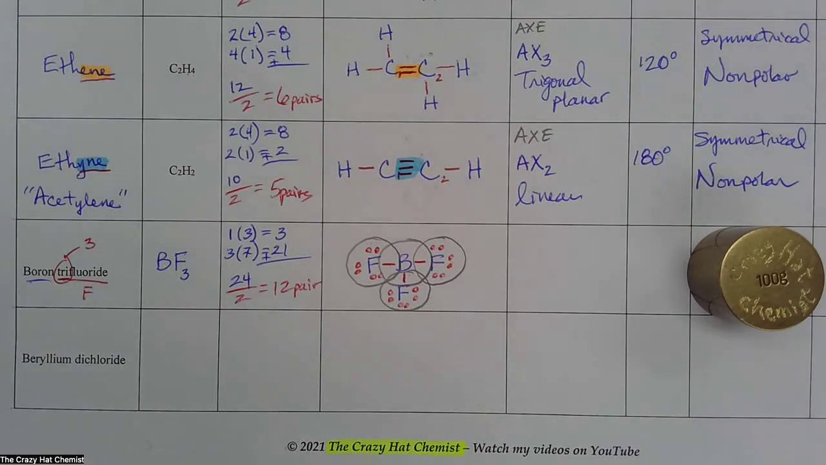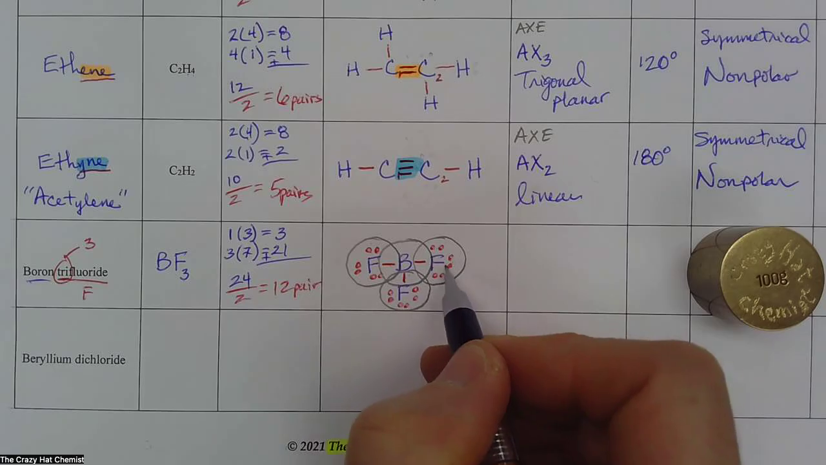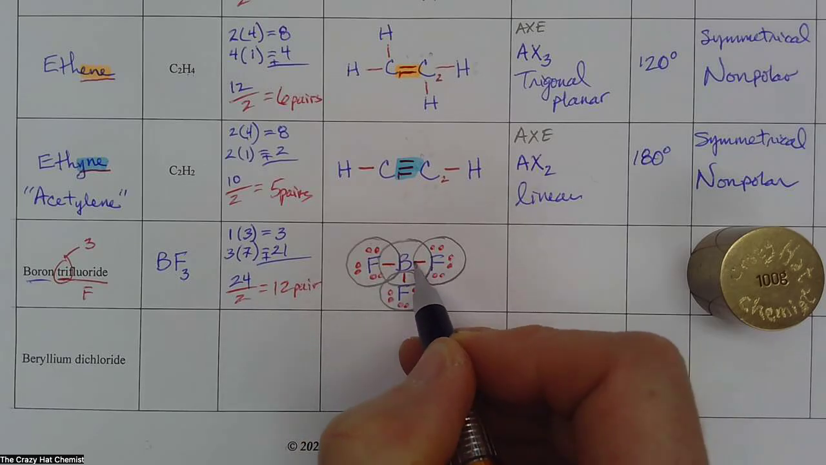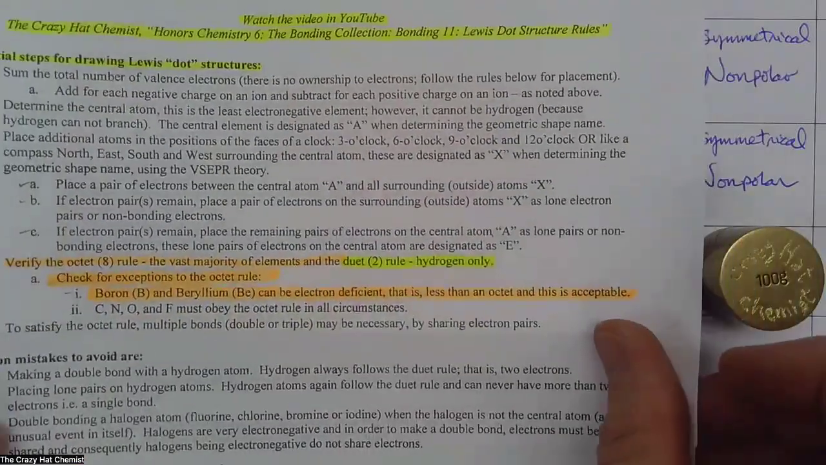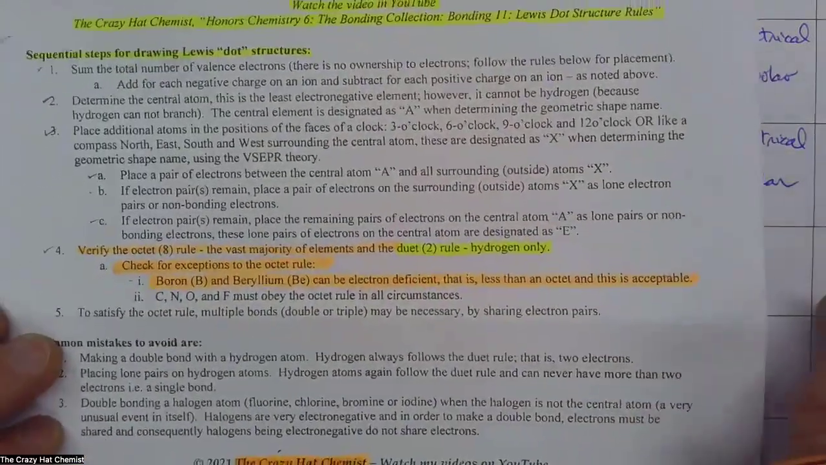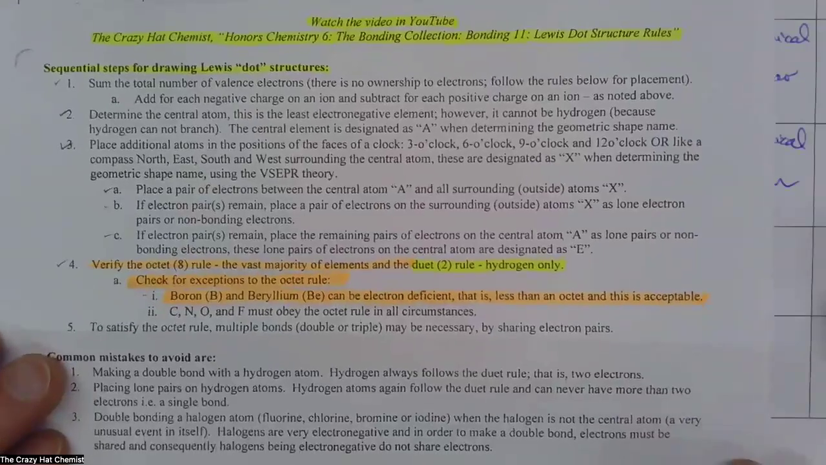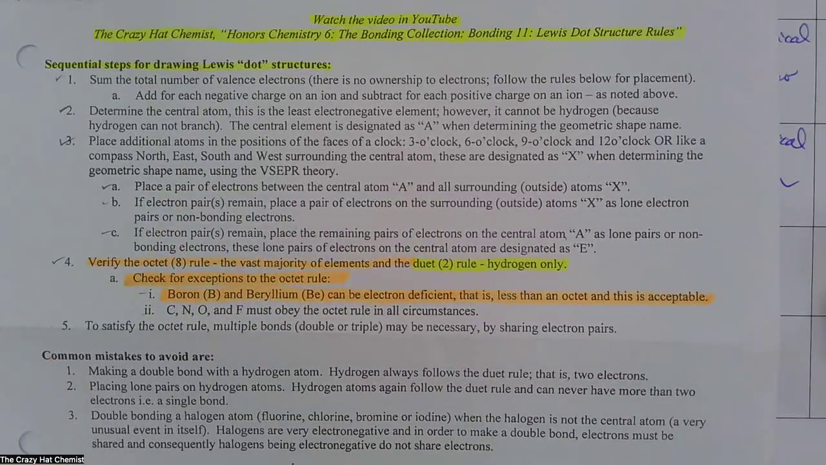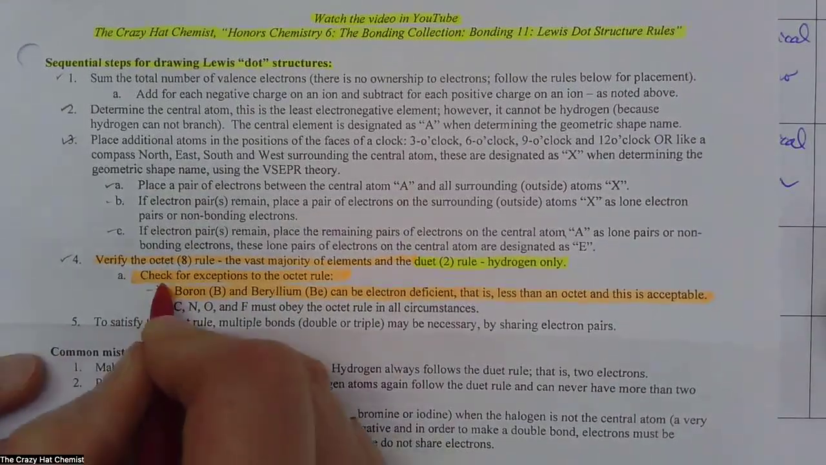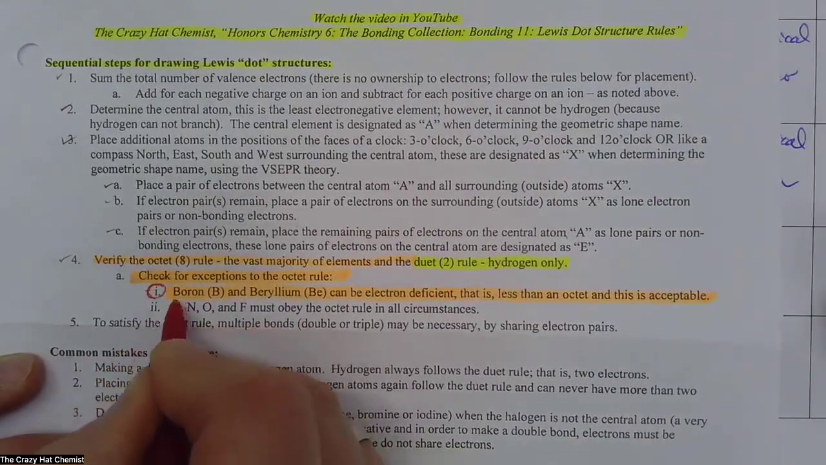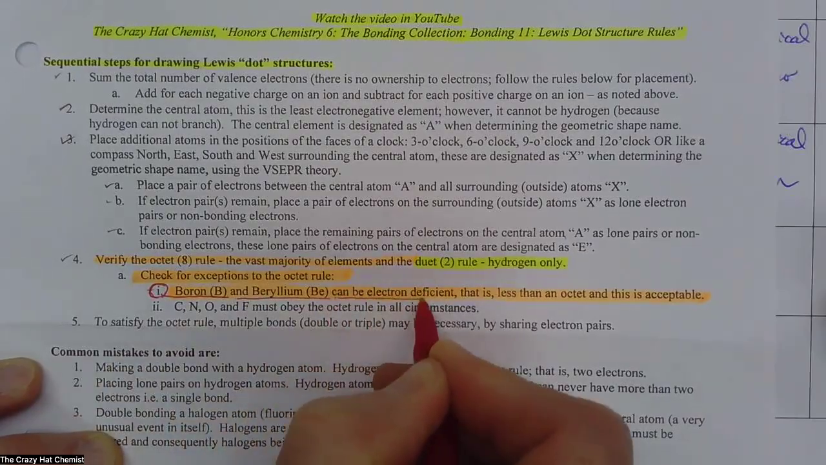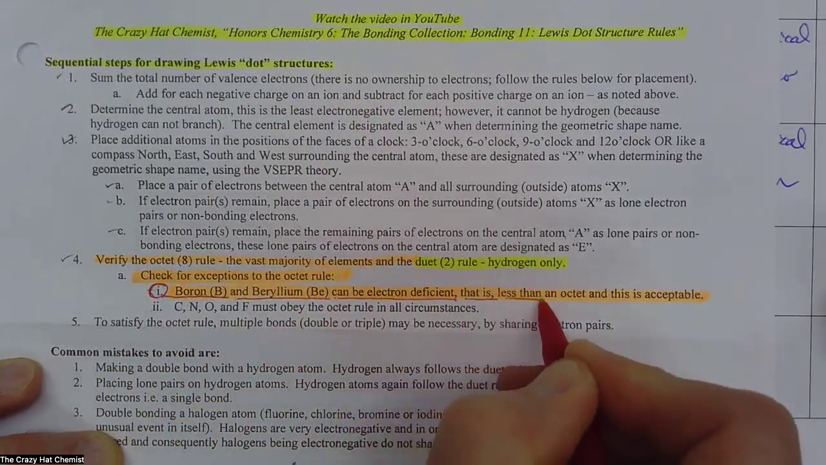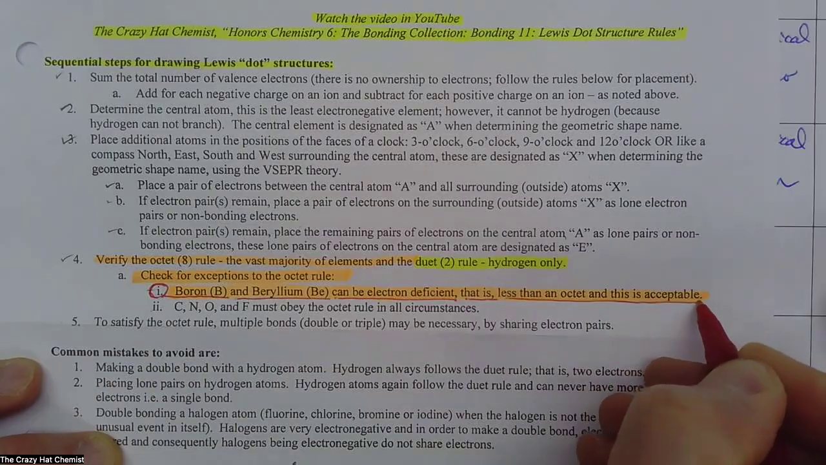So most times what we would do is move a pair of electrons from one of these fluorines into that boron to make a double bond. However, we need to pay attention to all the rules on the sheet of paper that I have here. I've already highlighted this rule: boron and beryllium can be electron deficient. That is less than an octet, and this is acceptable.